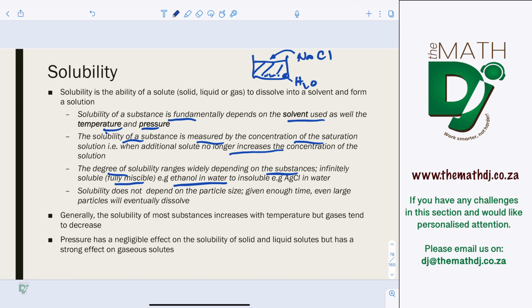But silver chloride in water is insoluble. It means it will not dissolve. It will form deposits. When you add silver chloride, it will just form a deposit. It won't dissolve. So here is just a scale to say that the solubility of substances differs. Here we are saying infinitely soluble, and at the other end, insoluble.